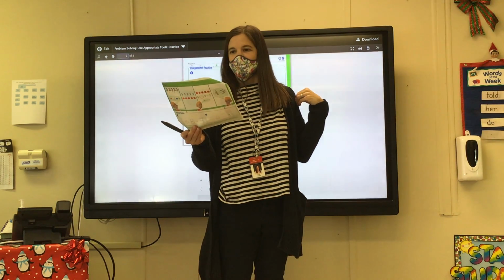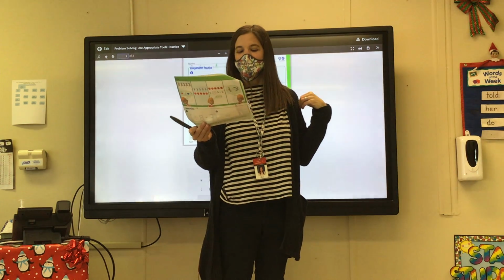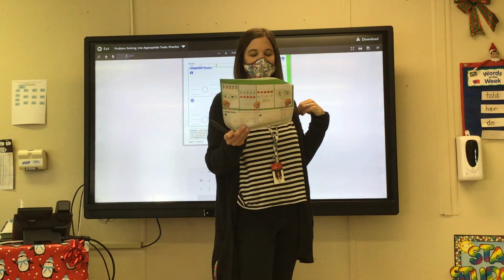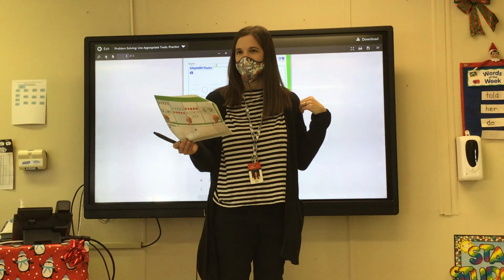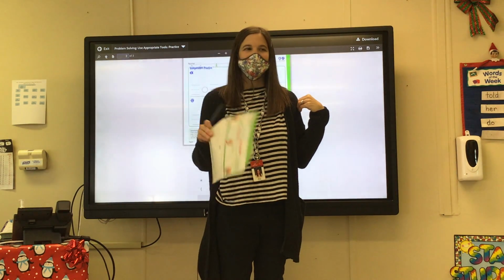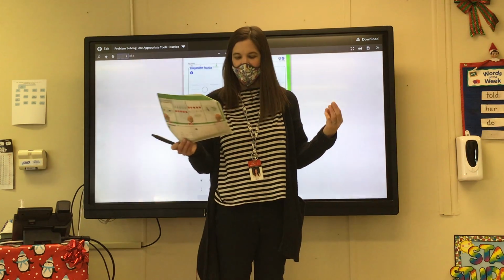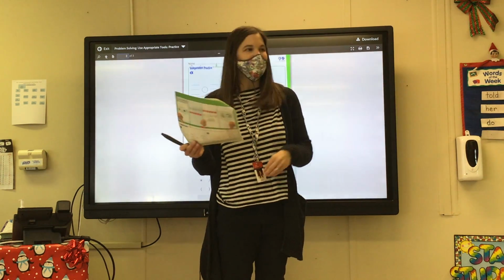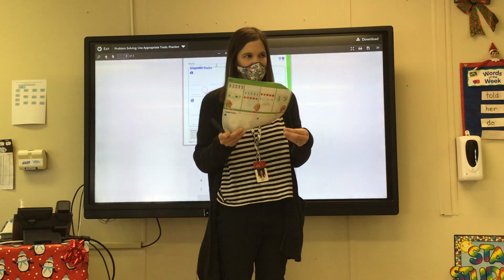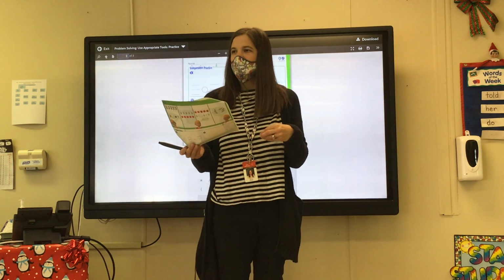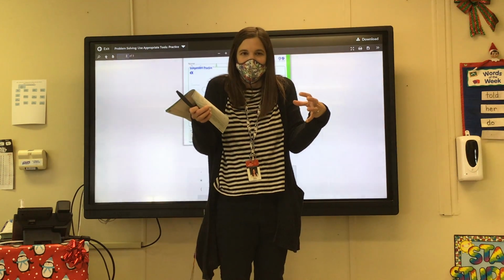Number 3, ready? There are 3 raccoons in a tree. 3 more climb the tree to join them. How many raccoons are there in all? All right, so first think about this. Is this going to be an addition or subtraction? There were 3 raccoons and 3 more climbed the tree to join them. They're joining them. They're coming together. How many raccoons are there in all? When I say in all, means they're all together now at the end.